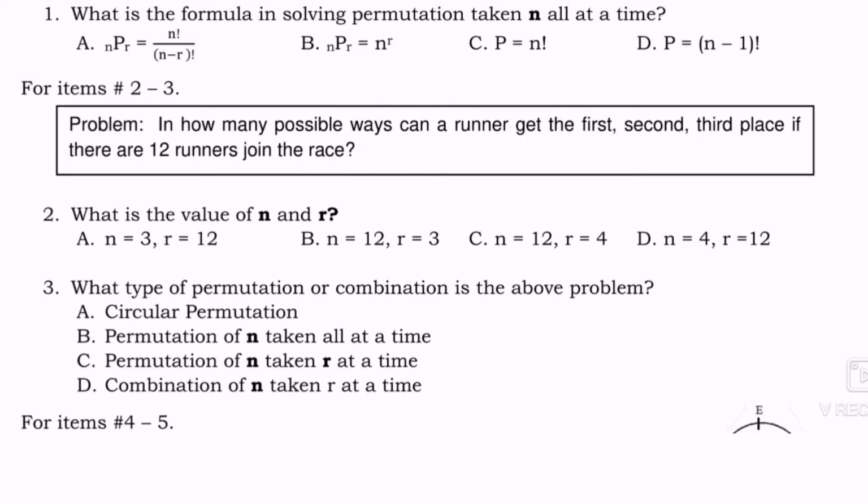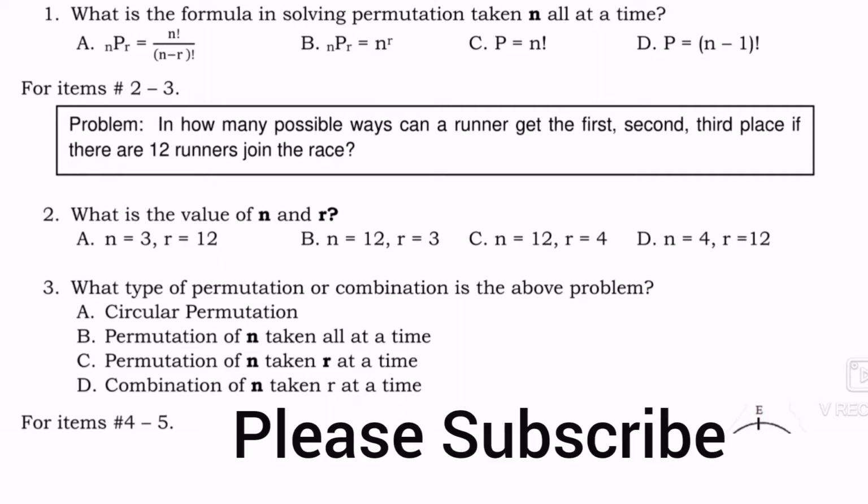What is the formula in solving permutations taking n all at a time? The answer is letter C. For items number 2 and 3, problem.